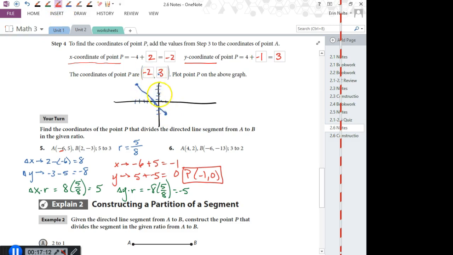So point P would be at -1, 0. Ooh, that looked totally landed there. Nice. So what do you guys think? Should I do number 6 as one more quick example? Okay, let's do it really fast.